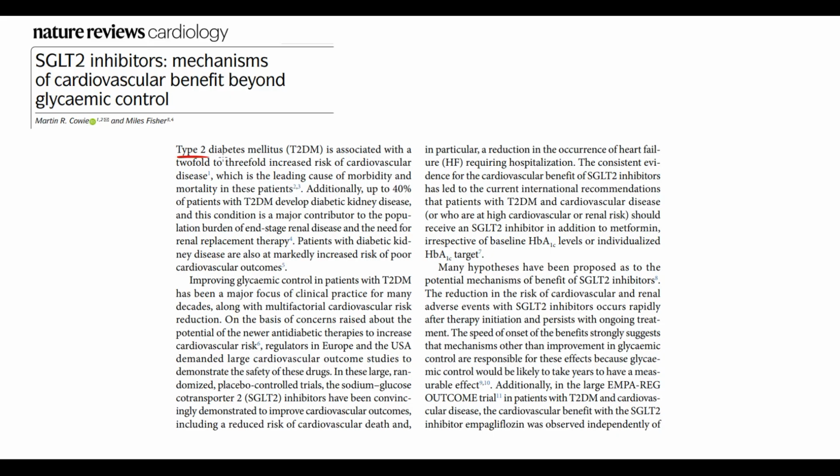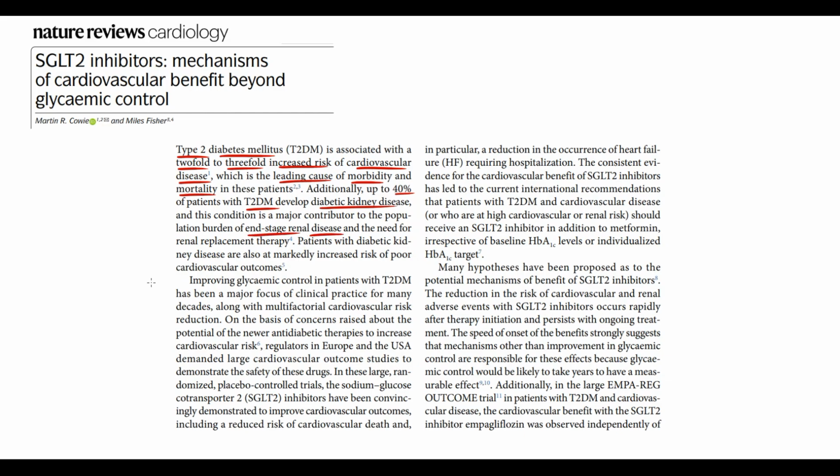Type 2 diabetes greatly increases the risk of cardiovascular disease, which is actually a leading cause of morbidity and mortality in diabetic patients. In addition to this, diabetes also affects kidneys. In fact, 40% of diabetic patients develop diabetic kidney disease that with time progresses to end-stage renal disease.